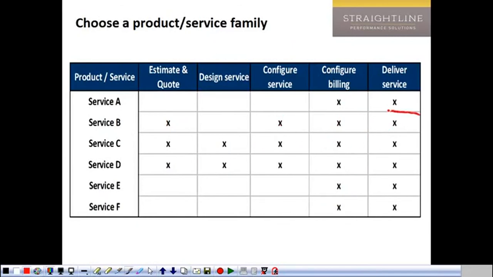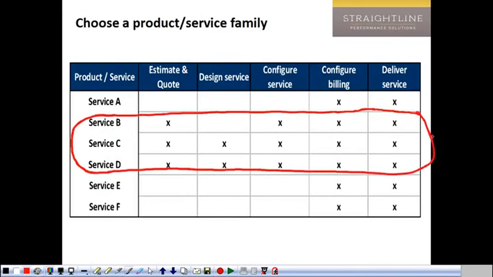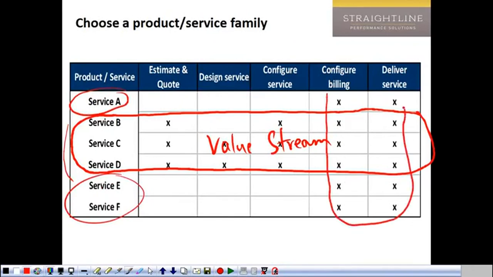So for example, this might say that these particular services would have their own value stream. Here's one value stream that we would want to look at. And these particular services, A and E and F, have another particular value stream. Here's another one that we'd want to look at.